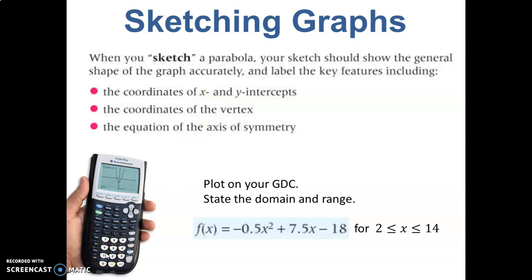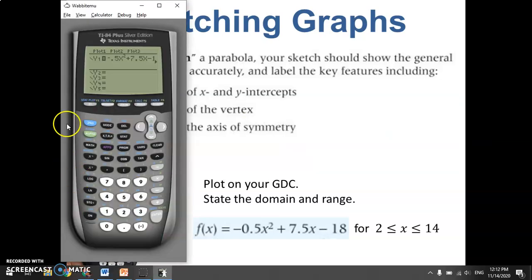Let's take a look. I've already entered in my calculator. I hope you have as well. There's my equation. I've set the window, so you might have to reset the window, but I set the window to be, I think, up to 17 on the x and up to 15 on the y. So there's my parabola. I can easily take that diagram and sketch it on paper now. However, let's get some key points.